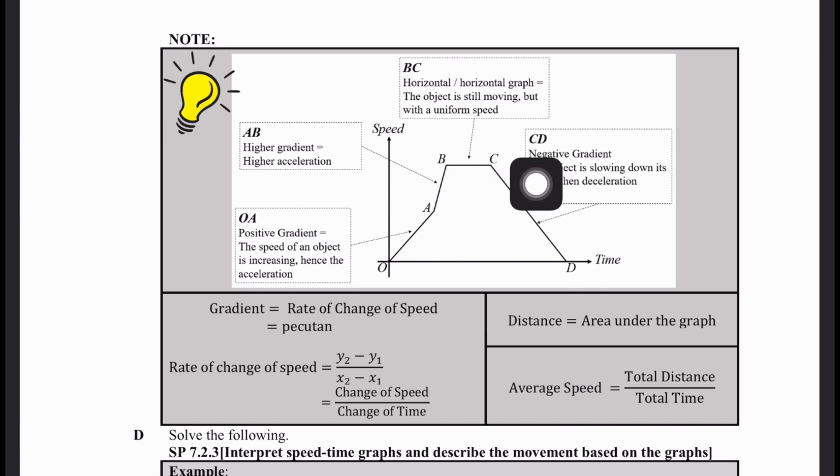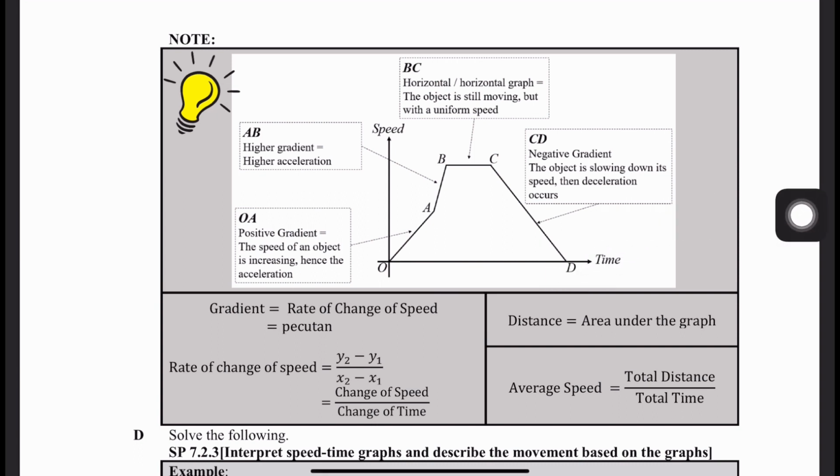Next we have CD. CD is negative gradient. The object is slowing down its speed. Then deceleration occurs. Kalau sebelum ni, kalau kita turun macam ni, gradient negatif, maksud dia bergerak dalam bertentangan arah, opposite direction. Tapi berbeza dengan ni. Ni kalau negative gradient, maksudnya dia semakin slow.